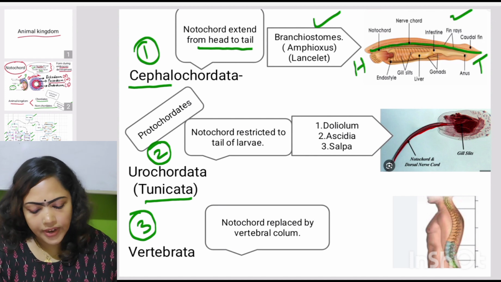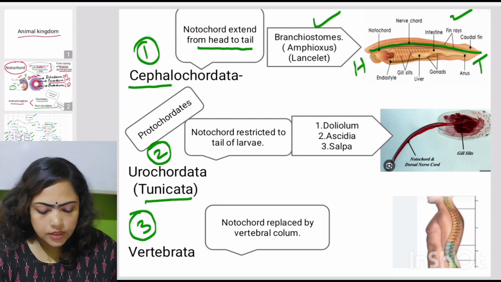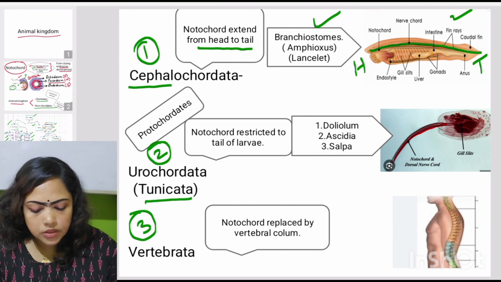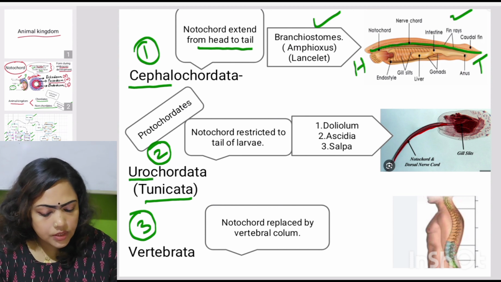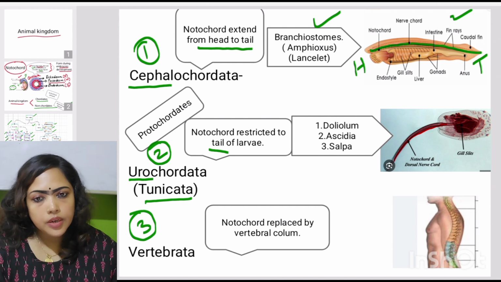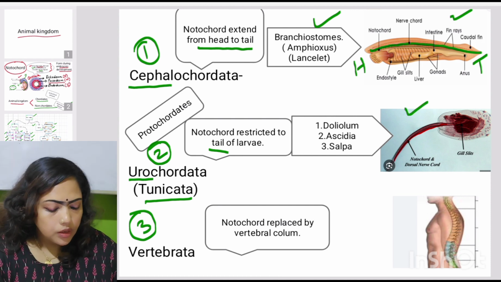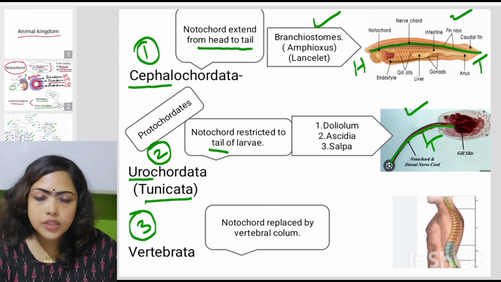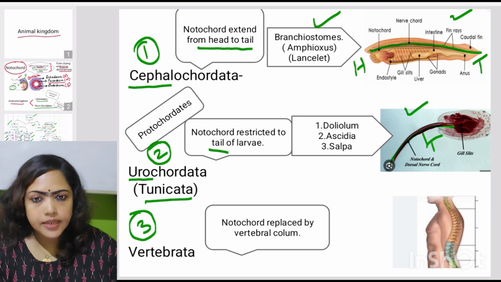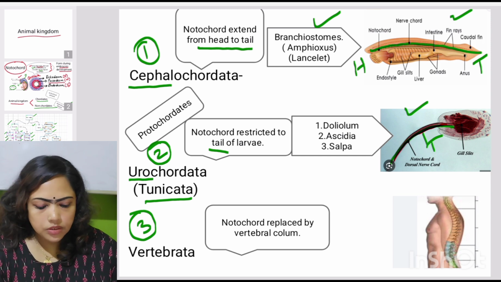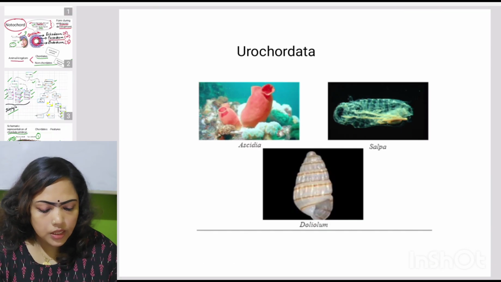The second subphylum is Urochordata. Uro means tail, and here the notochord is restricted to the tail, and it is present only during the larval stage. See this diagram? This is the embryonic stage of this particular group, this is the tail part, and this is the notochord. So here the notochord is present only in the tail area, and only during the larval stage. Three different examples are there: Doliolum, Ascidia, and Salpa.